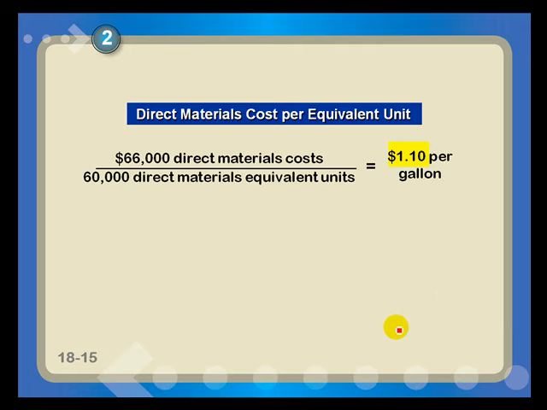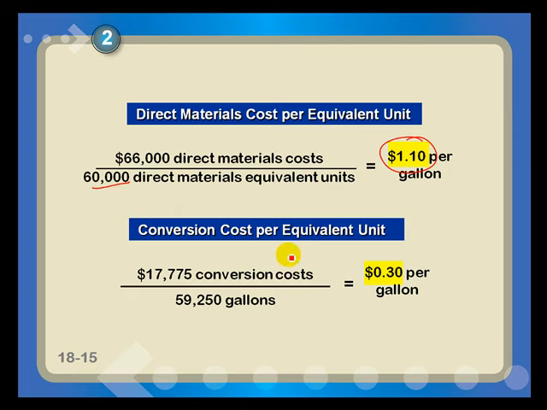Now let's figure the cost per unit. Okay, so we had $66,000 of direct material costs. We did 60,000 units, $1.10 per gallon. We had $17,775 worth of conversion costs. We only did 59,250 gallons, equivalent gallons as far as conversion. So it's 30 cents per gallon.